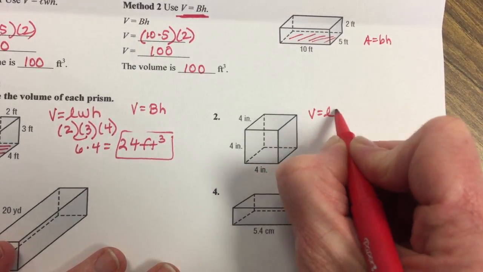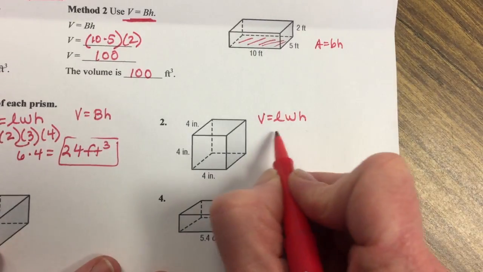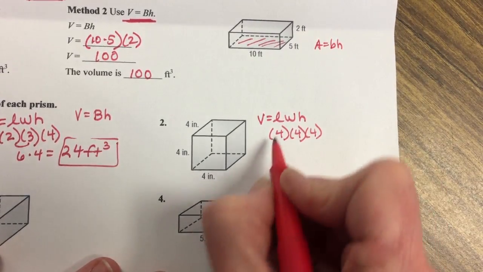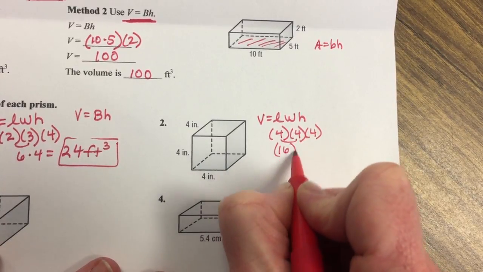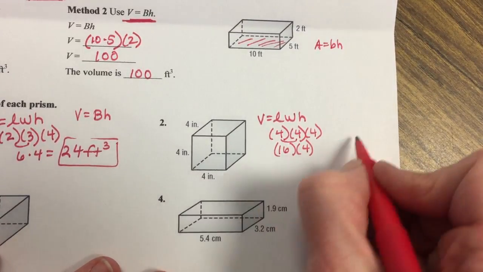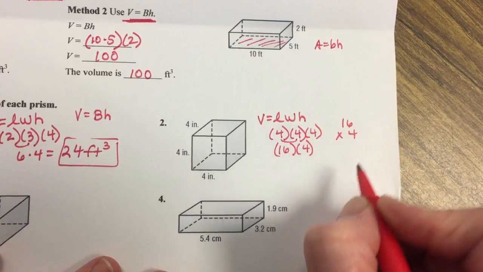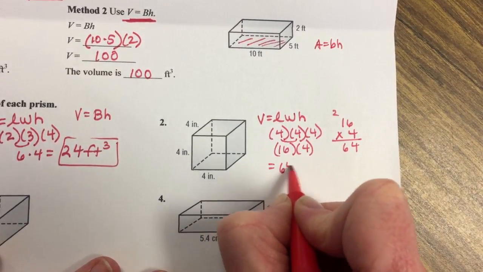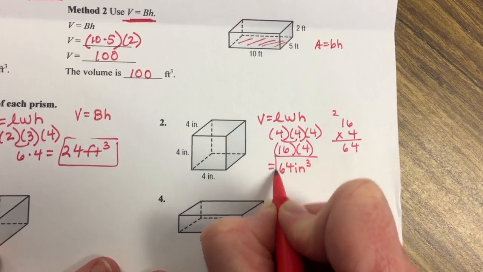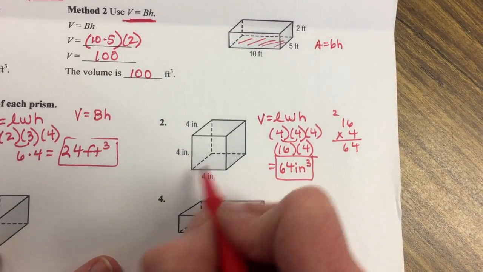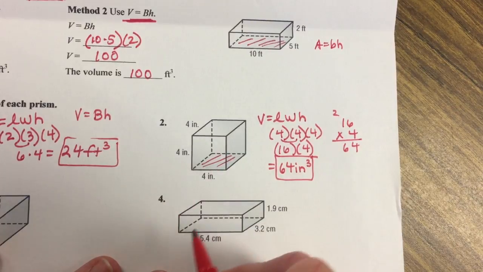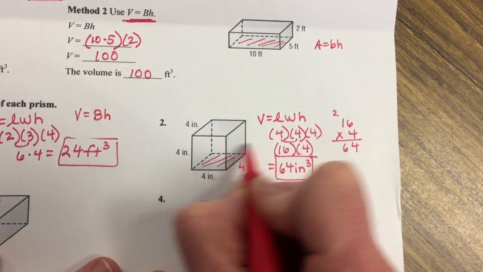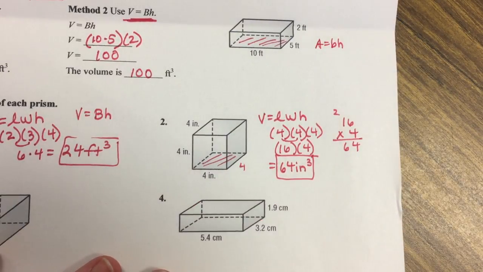All right, and this next one, length times width times height, I'm going to be multiplying 4 times 4 times 4. This is a cube. 4 times 4 is 16. Then I need to multiply that times 4. So 16 times 4, 24, carry 2, is 64. So my volume is 64 cubic inches. Again, I can find the area of the base down here. So this would be 4 times 4 right here, and then times how tall it is would be 4. 16 times 4 is still 64.